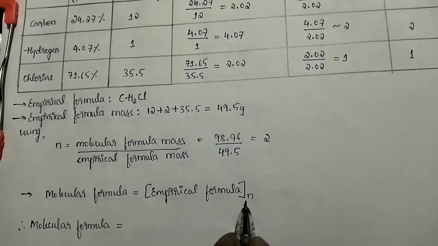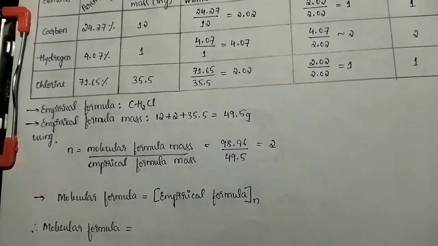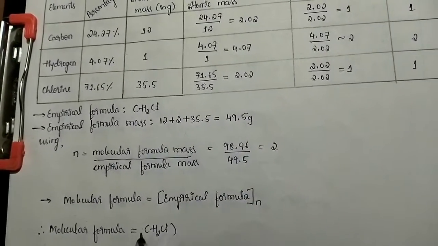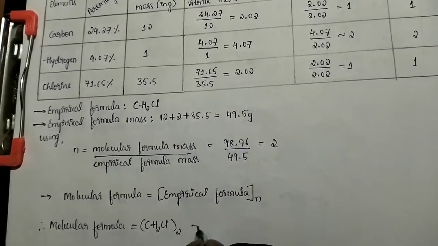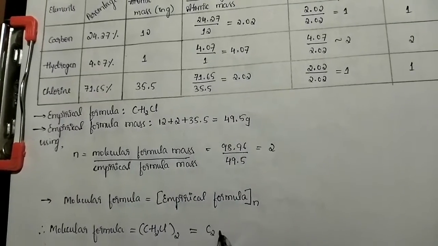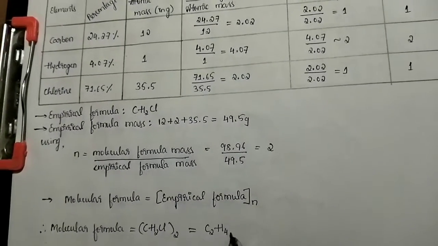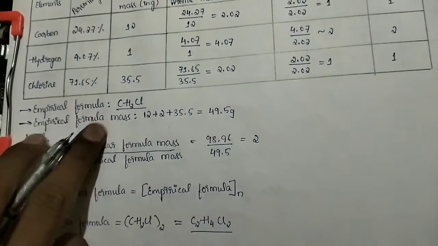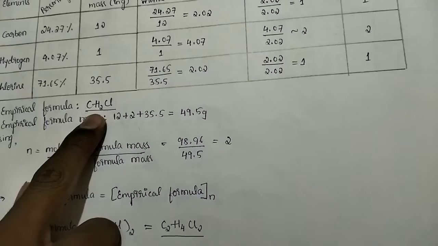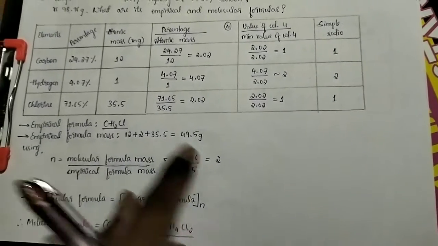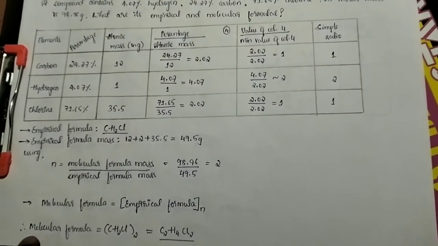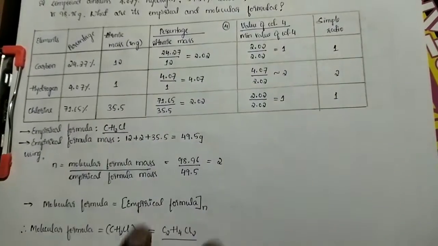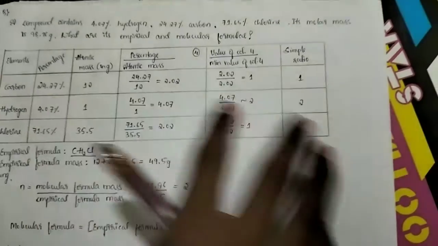As we see that the value of n is 2, hence the molecular formula can be found as CH2Cl times 2. So we get the molecular formula as C2H4Cl2. Hence we get the answers for our question as, first the empirical formula is CH2Cl, and by finding n we get n as 2, and hence the molecular formula is C2H4Cl2.